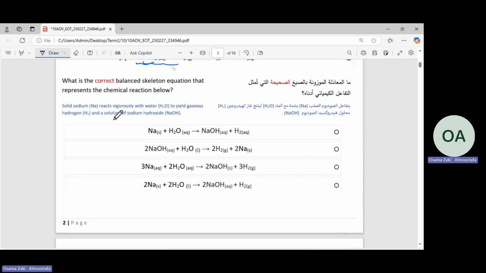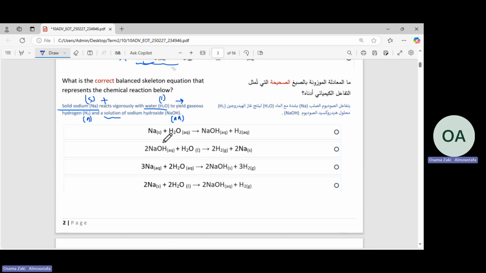So what about this? They said solid sodium reacts vigorously with water, which is liquid, yielding gaseous hydrogen. So this is gas, and sodium hydroxide in solution, so aqueous solution, which means AQ. So as you see, we have Na, which is solid, and water, which is liquid, to produce or yield the gas hydrogen, H2, and NaOH, which is AQ.